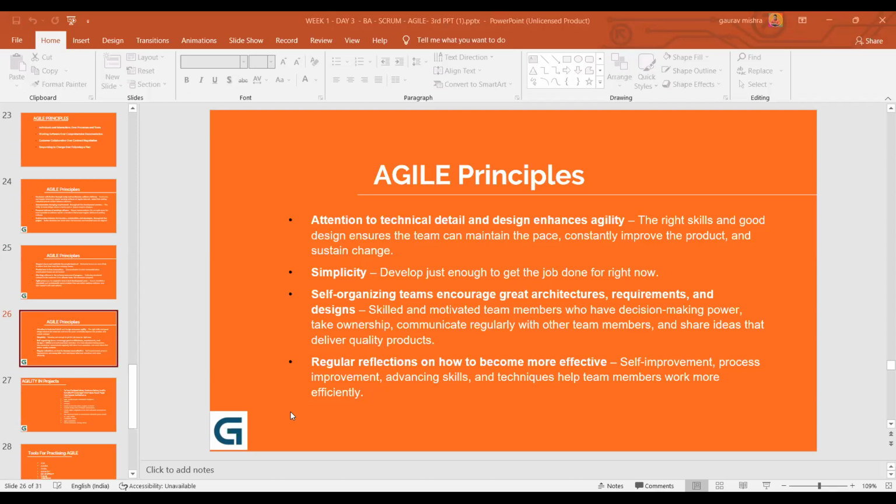Regular reflections on how to become more effective: self-improvement, process improvement, advancing skills and techniques help team members work more efficiently.